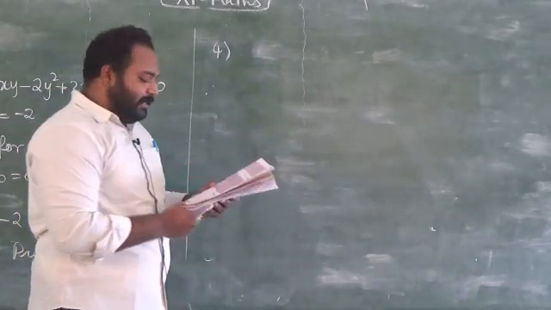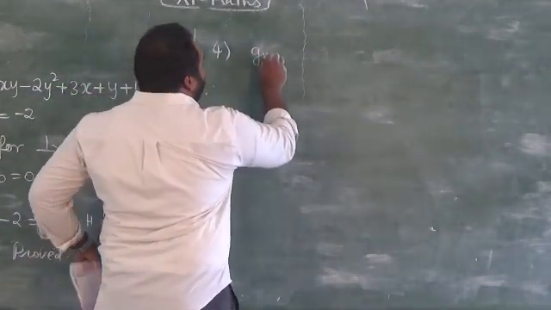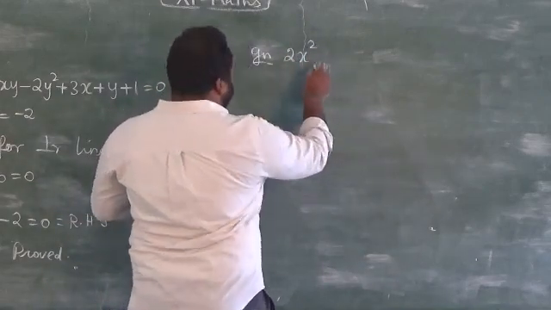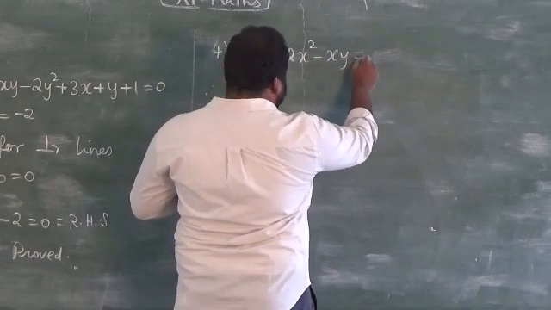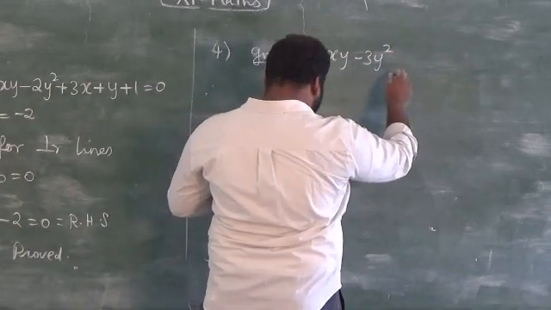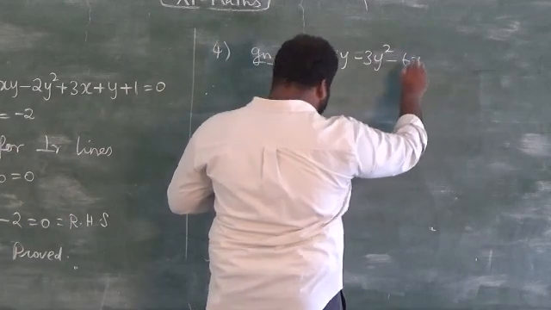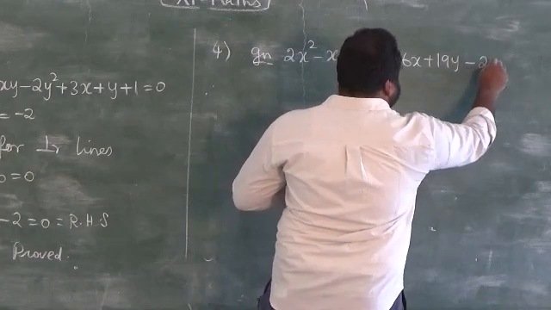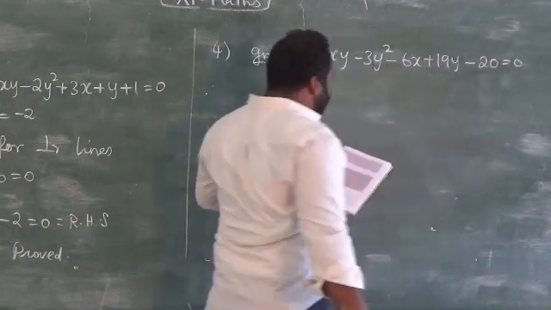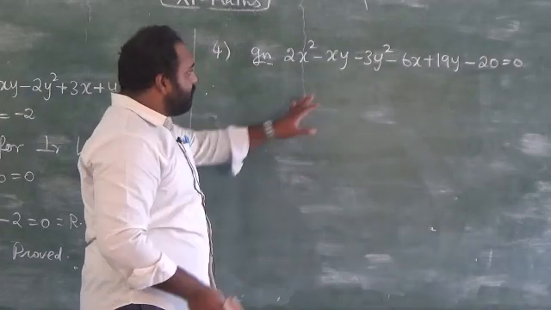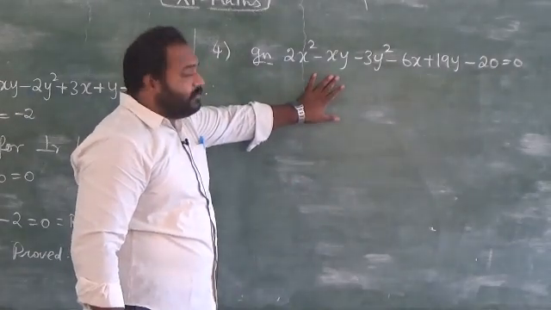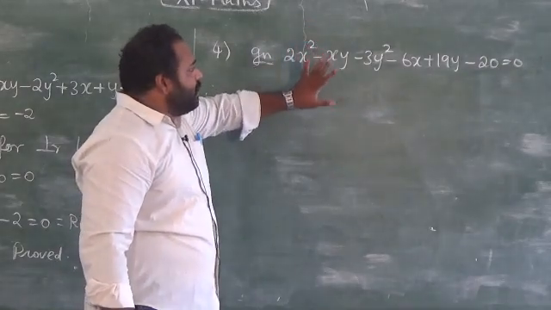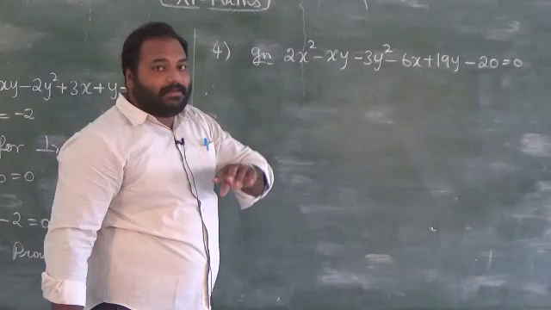Here we have to show that the given equation, I am going to write first, 2x square plus xy plus 3y square minus 6x plus 19y minus 20 equal to 0, represents a pair of intersecting lines. So we have to show that it is a pair of straight lines, and then we have to find out the angle between them.